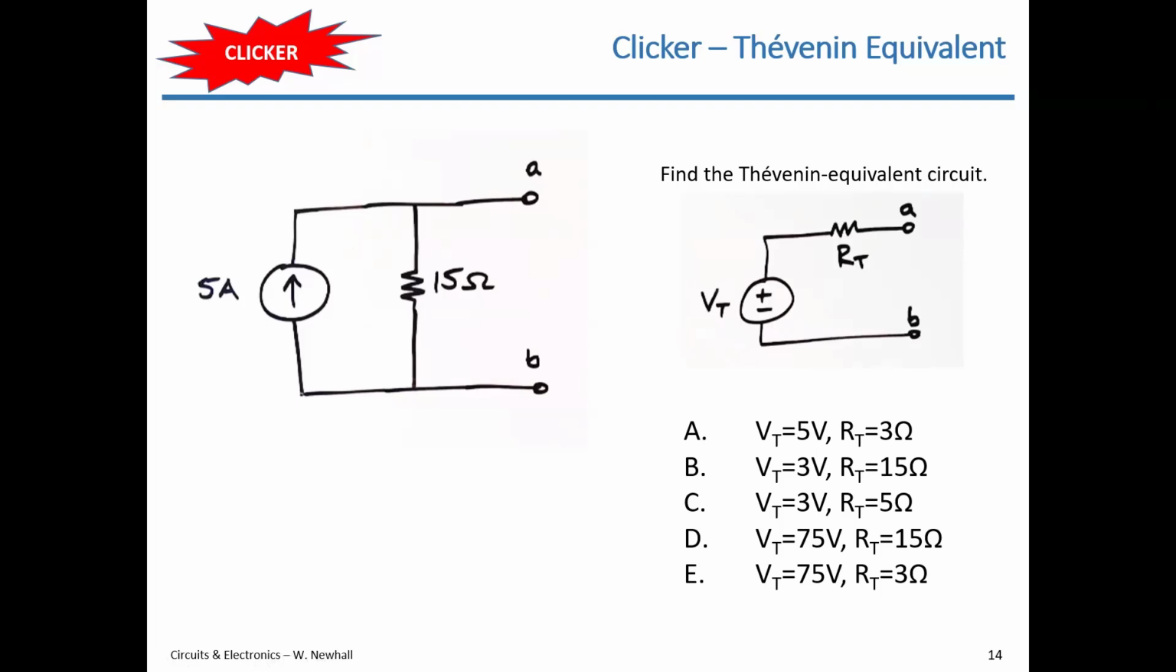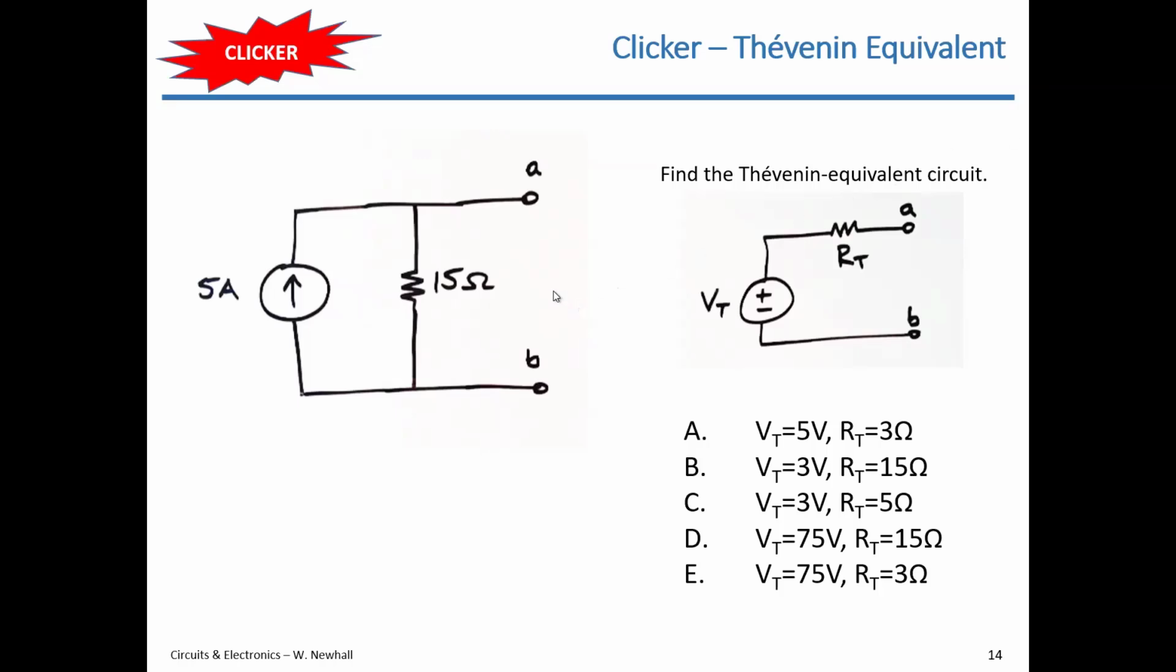So remember that the Thévenin equivalent consists of the Thévenin voltage and the Thévenin resistance. The Thévenin voltage is the open circuit voltage between terminals A and B in this case. Don't connect anything to A and B, figure out the voltage across A and B. That's the Thévenin voltage. The Thévenin resistance, you can calculate using short circuit current and open circuit voltage, or if you have only independent sources, you can zero out the sources, calculate the equivalent resistance between the terminals.